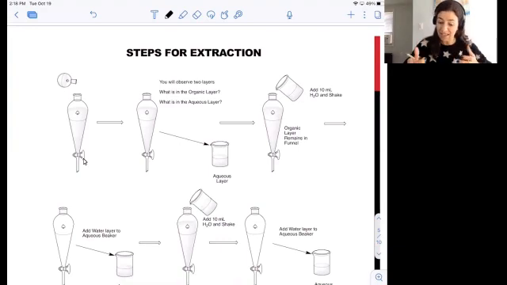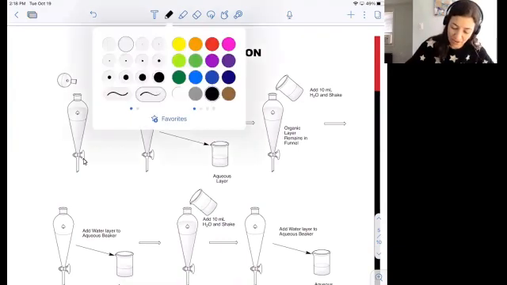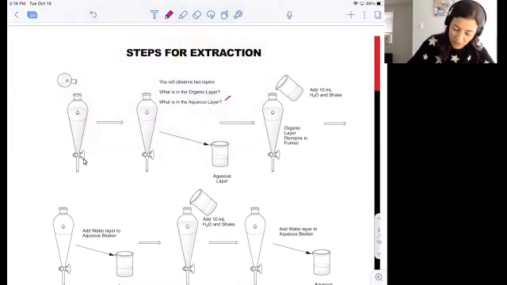Think about what's likely to be in that aqueous layer. Again, it's going to be residual H2SO4 and ammonium salts that we're hoping to get rid of.